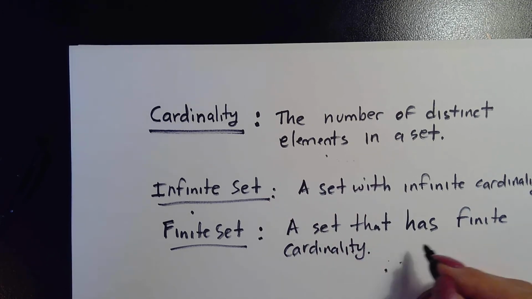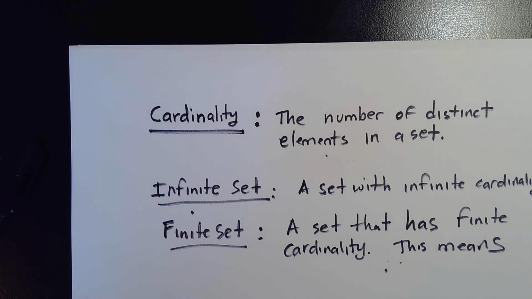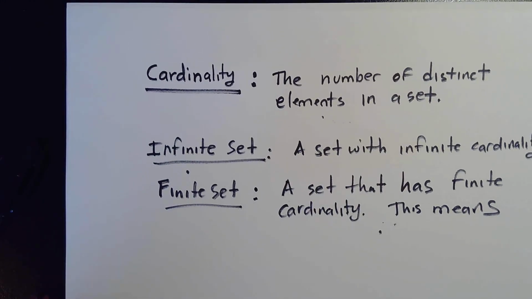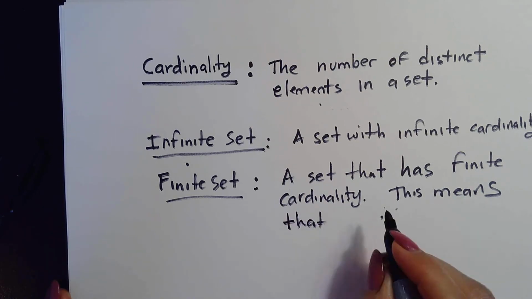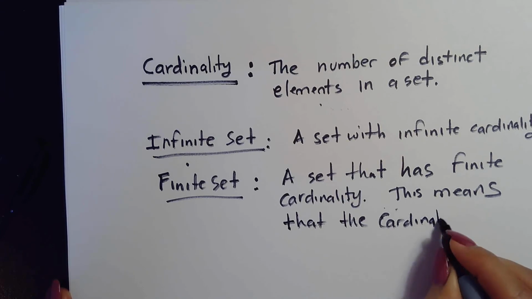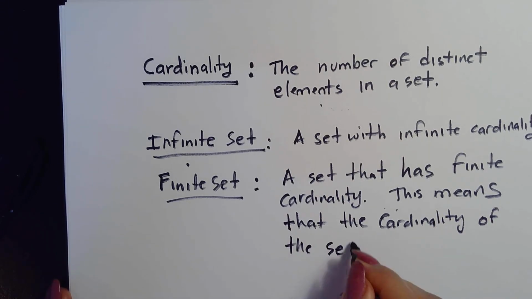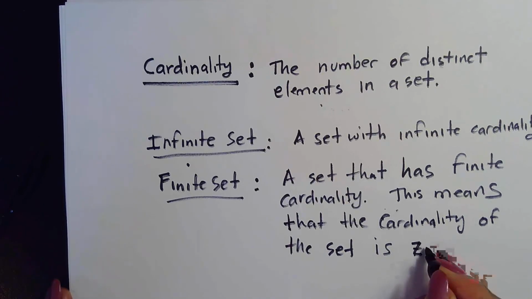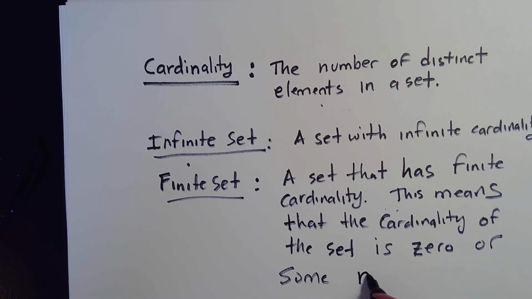This means the cardinality is equal to 0 or some natural number. So this means that the cardinality of the set is 0 or some natural number, like 1, 2, 3, 4, 5, etc.